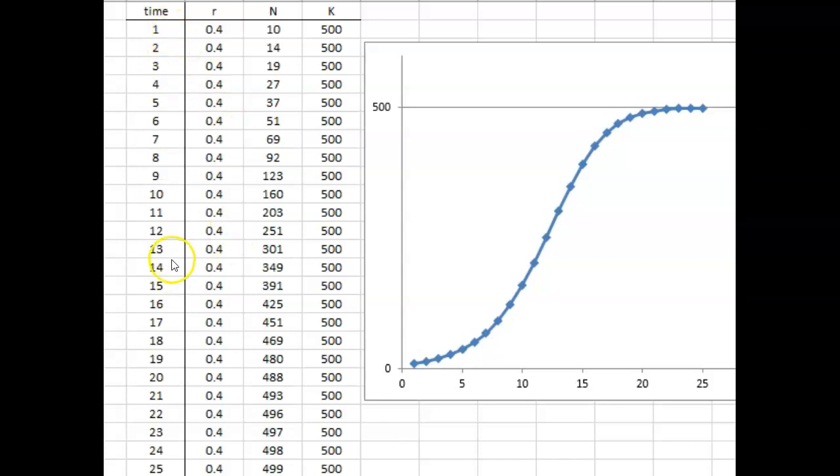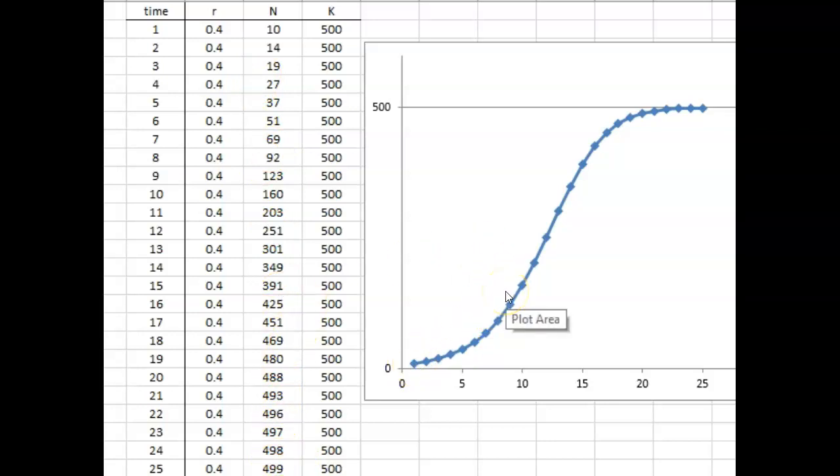So time: 1 year, 2 years, 3, 4, 5, up to 25 years. The value for R, so that instantaneous growth rate, and then the value for the current population size and the carrying capacity. And I've started out here with just kind of a standard population. So we imagine we start out our population at 10 individuals, and then carrying capacity of 500, and then it gets larger and larger. And then at some point that growth rate starts to slow down as it approaches the carrying capacity of 500, 499 being the highest number that we've reached in this example.